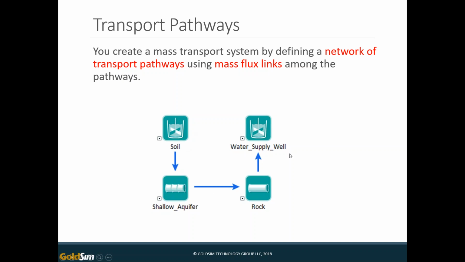In most systems, the key mechanism is going to be advection. We're going to move water, for example. But there are other mechanisms that can move mass too, diffusion. And so that's typically how you're going to set up a transport pathway. We're just going to deal today with very, very simple transport pathway systems in which we're just going to advect some water from one location to another.